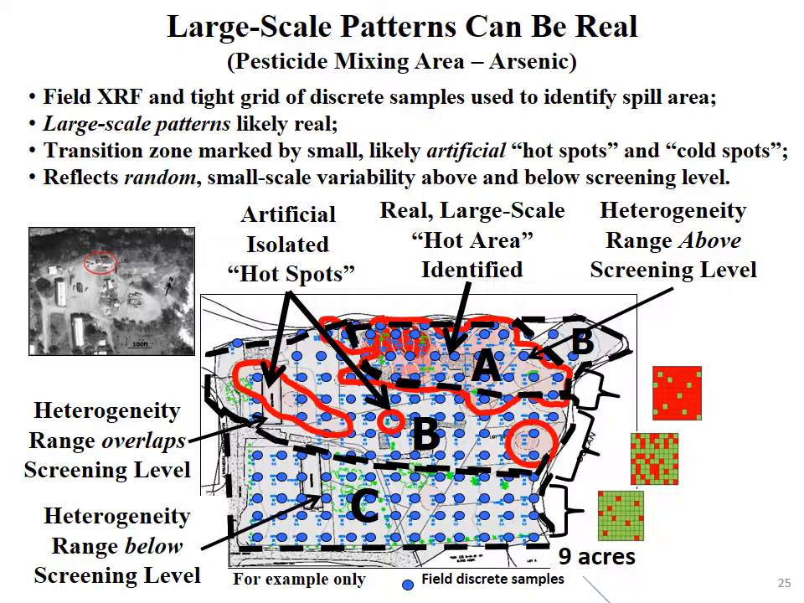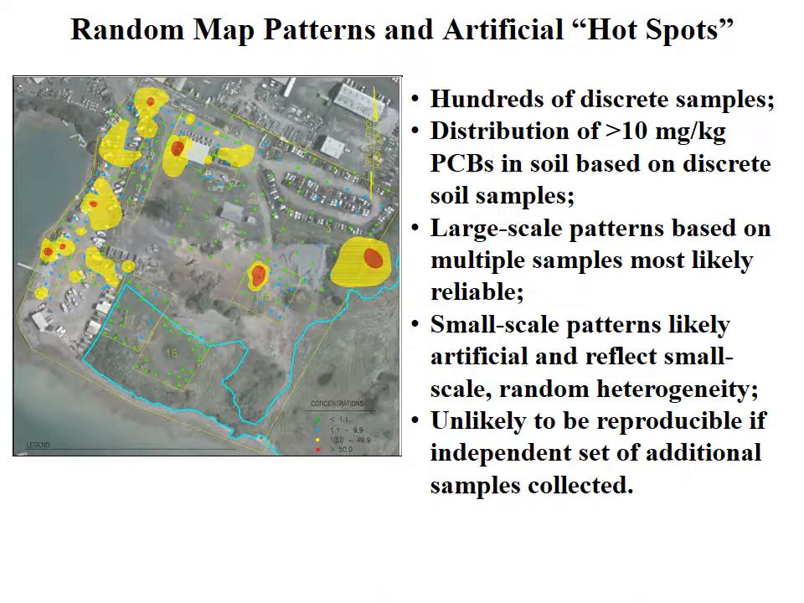Whereas, same thing, once you get down to area C, all the discrete samples came back clean. You can have pretty high confidence this is clean. But again, we would go back and collect discrete soil samples to verify the concentrations of arsenic across the area. You see these random map patterns, these artificial hot spots. Once you learn to recognize them and understand what they are, they start popping up everywhere.